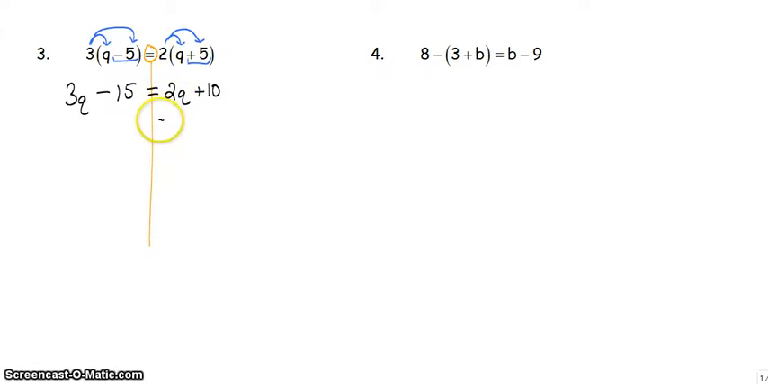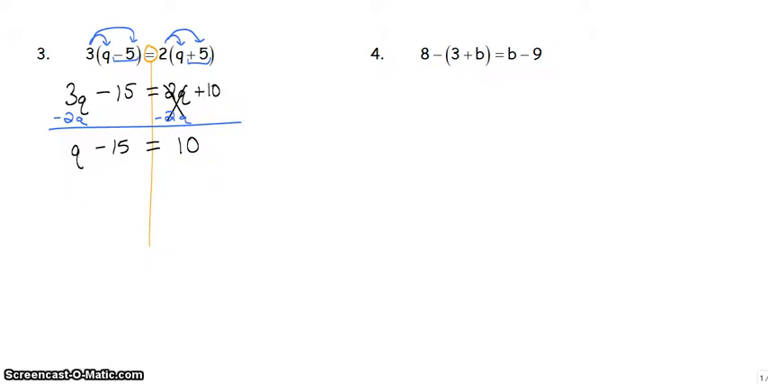I will move that. It's positive, so I subtract it. Directly below like terms on both sides. 3q minus 2q is 1q, or just q. Bring down the negative 15, bring down the equal sign. Positive 2q and negative 2q cancel. Leaves me with positive 10.